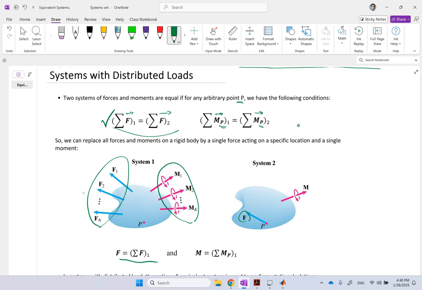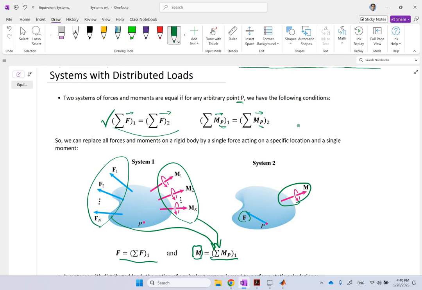And then for point P, we put that force F to pass through point P. Now if you take the sum of the moments about point P in system one and system two, you should get this scenario here. In system one, the sum of the moments about point P, which is coming from all of these forces and all of these moments, is the same as this equivalent moment, because this equivalent force is passing through P. It has no moment about P. It's just this equivalent couple.